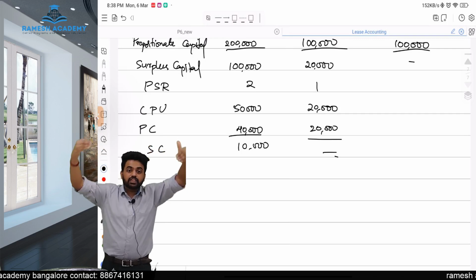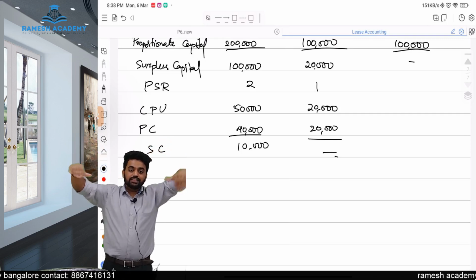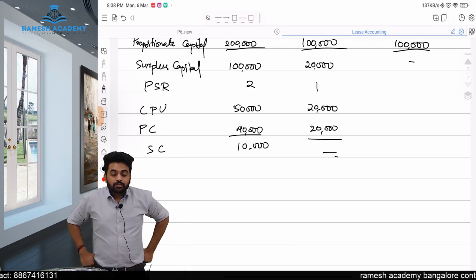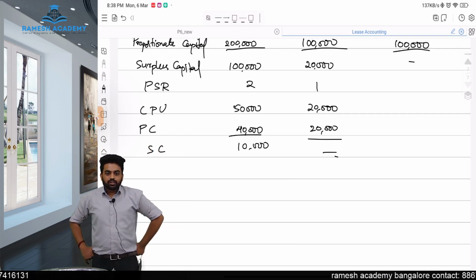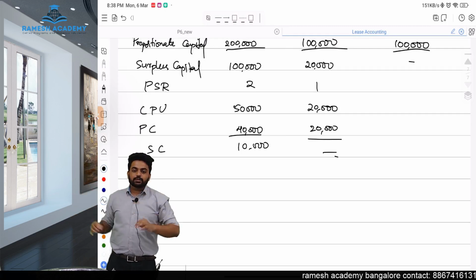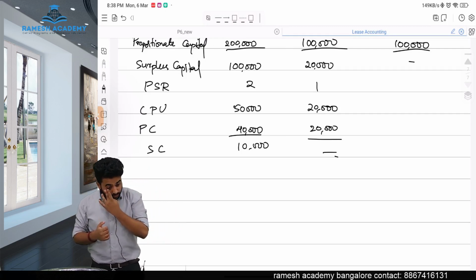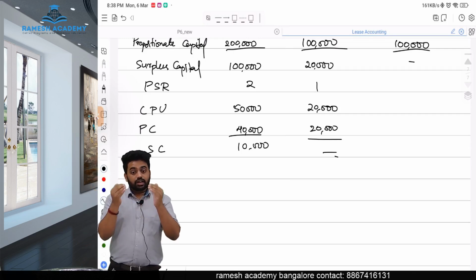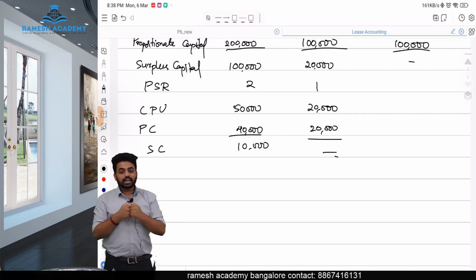After adjustment of surplus, if anything remains, then give it to A, B and C as per their profit sharing ratio. Okay. This is how the piecemeal distribution works under that first method, that is the surplus capital method.